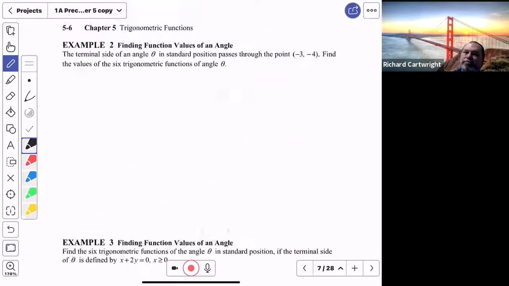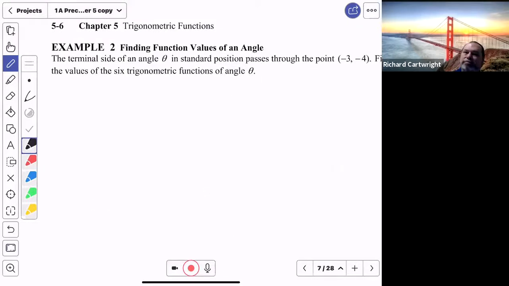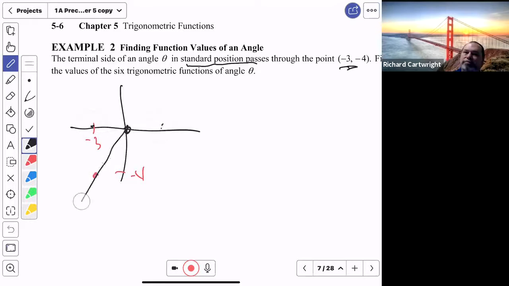All right, we're on example 2. The terminal side of the angle theta that's in standard position passes through this point. Find all 6. Okay. So just alone, if I want to find that point, that's negative, negative. So that's going to be negative 3, negative 4. That point's right here. The ray has to go this way. So there's your angle, okay?